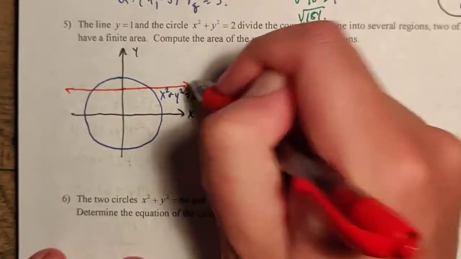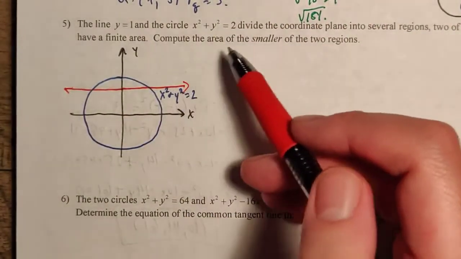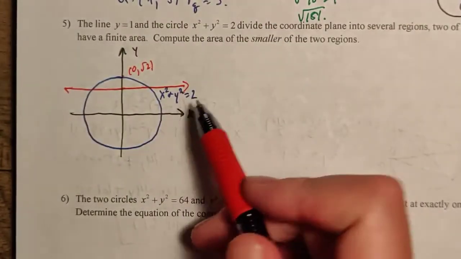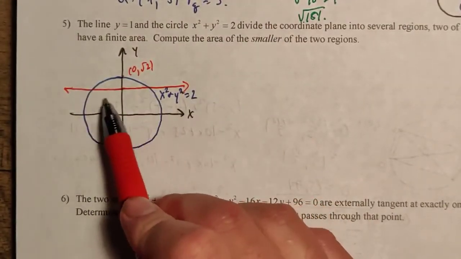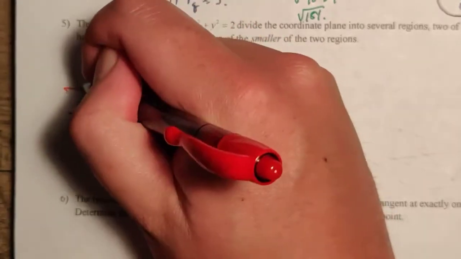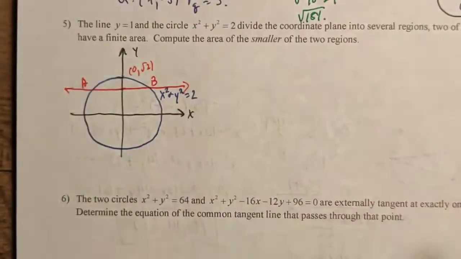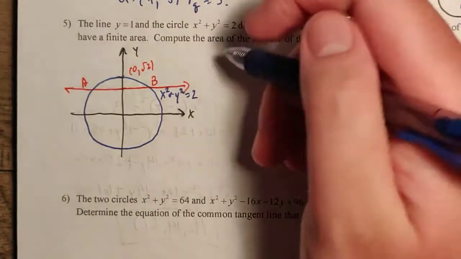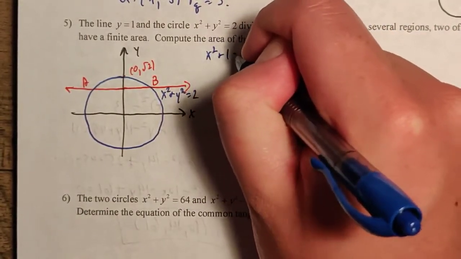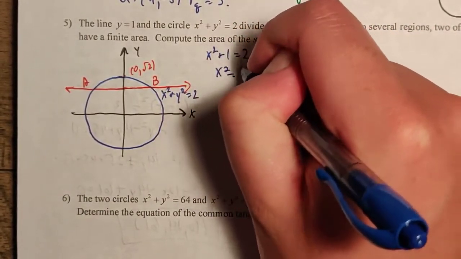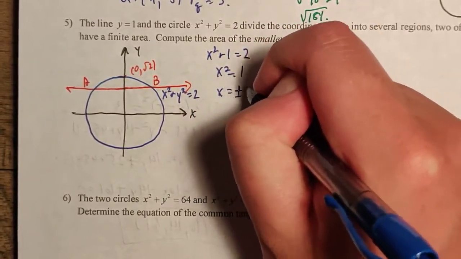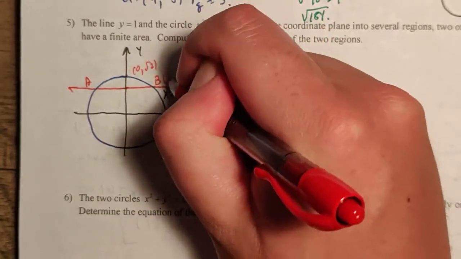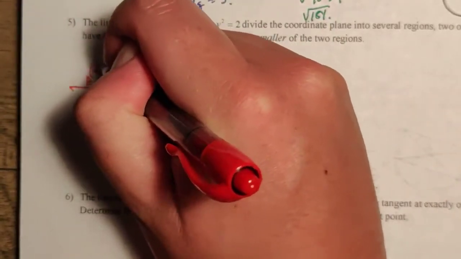Bang, like that. Now, it makes sense here since 1 is less, so this point here is 0 comma radical 2. Since 1 is less than radical 2, it makes sense that this line is going to hit the circle in 2 places. I'm going to call the points A and B. Now, where do they hit it? Well, we know y equals 1, so we might as well do that here. So we get x squared plus 1 equals 2. So x squared is equal to 1, and that gives us 2 things. X is plus or minus 1. So that gives us 2 points. This is the point 1, 1, and this is the point negative 1, 1.